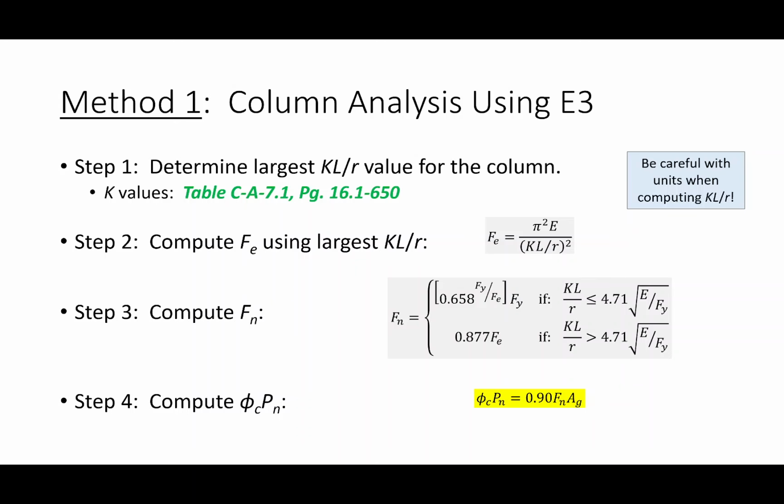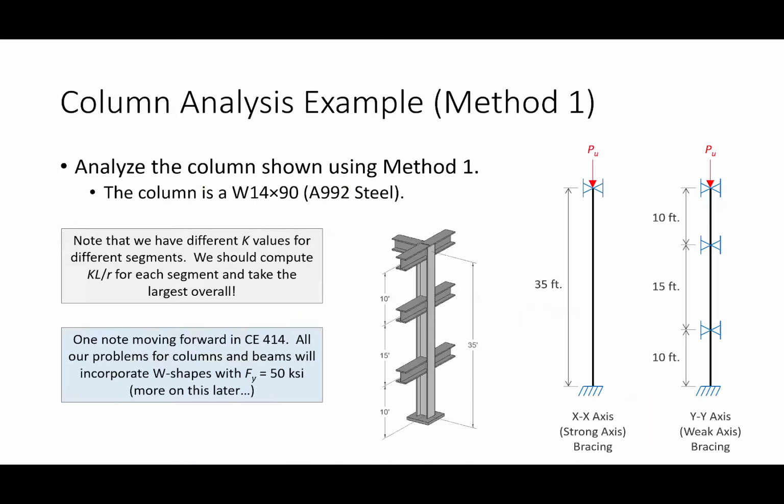So we would determine the worst case KL over R for the column, which I think we now have an idea on how to do. We would then compute FE, which is pi squared E over KL over R squared, and then compute Fn, compare the slenderness to our anchor point and use either equation 1 or equation 2. I'll tell you that most columns are using this one, okay? Most columns are using the upper expression, both in analysis and especially in design. And then 0.9 Fn times the gross area.